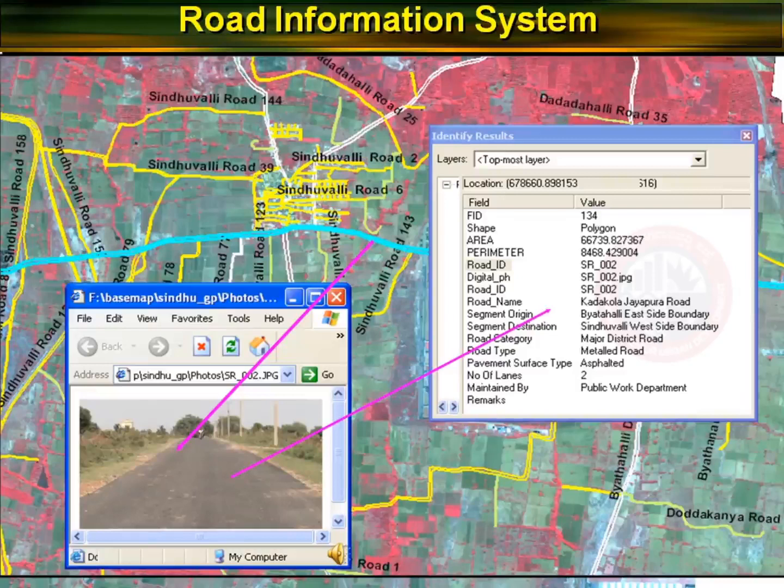GIS mapping in road information system will provide the name of the road, classification of the road, owner of the road, length of the road, type of material used for the road, construction period of the road, geometrics of the road, capacity of the road traffic, etc. It will be helpful in monitoring and maintenance of roads effectively.